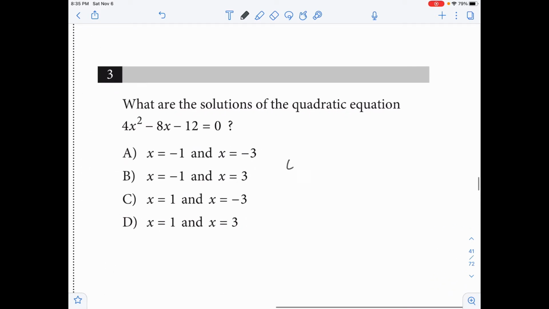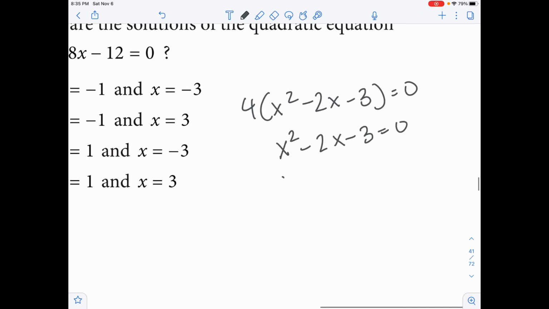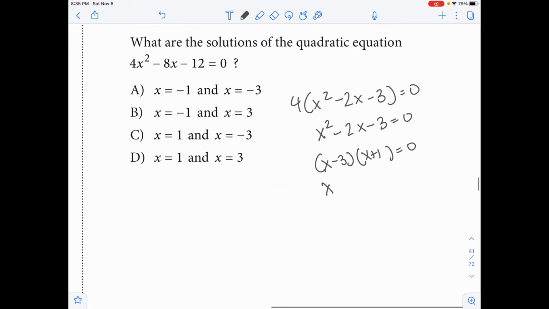So I'm just gonna factor this out first to make it simpler. And then x squared minus 2x minus 3 equals 0. And then now I'm gonna find the factors. So in this case, it'll be negative 3 and positive 1. So x equals 3 and x equals negative 1. So B.